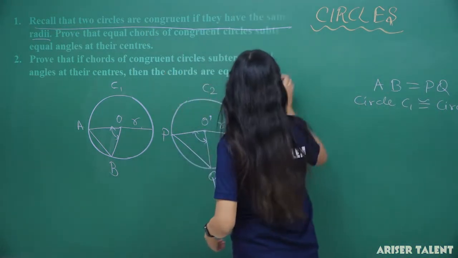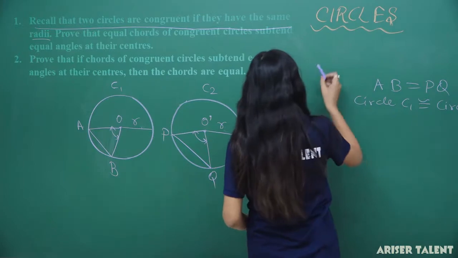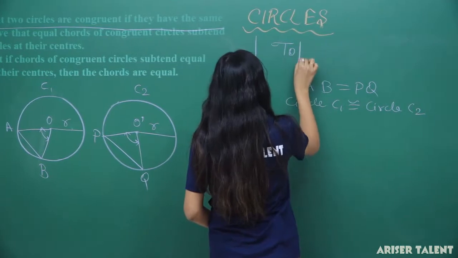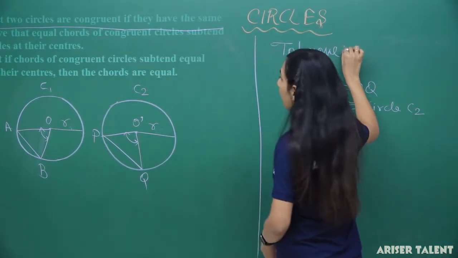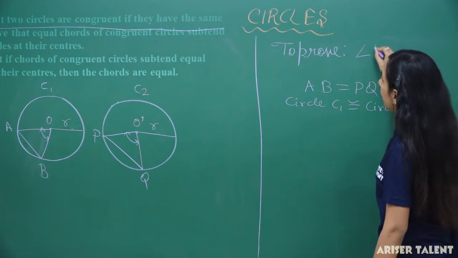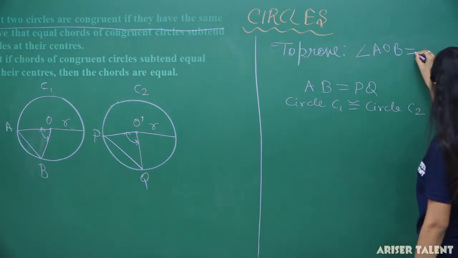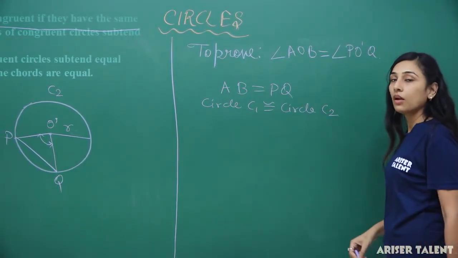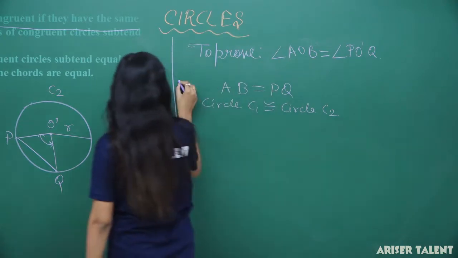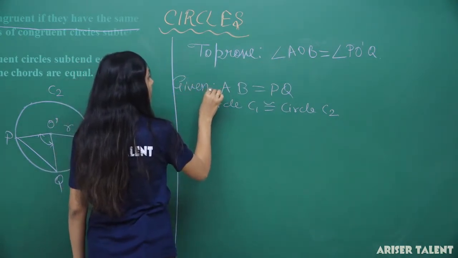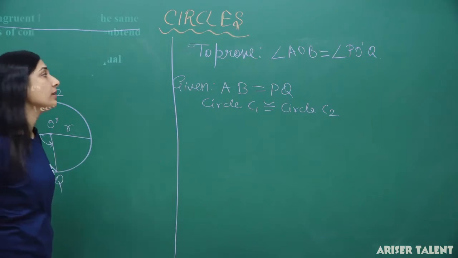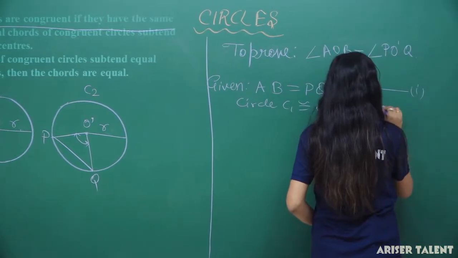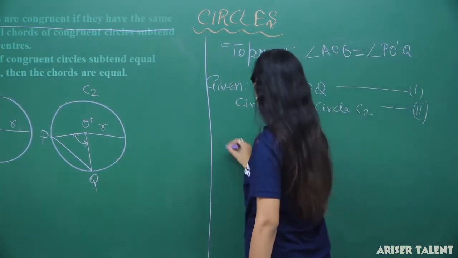So how are we going to prove that? Simple technique. First we will write what to prove. Simply we have to prove that angle AOB is equal to angle PO dash Q. And we are given these two pieces of information, that AB equals PQ and circle C1 is congruent to circle C2. I am talking about the proof now.